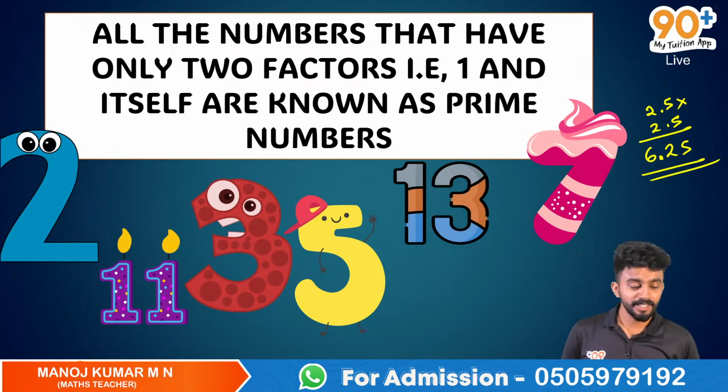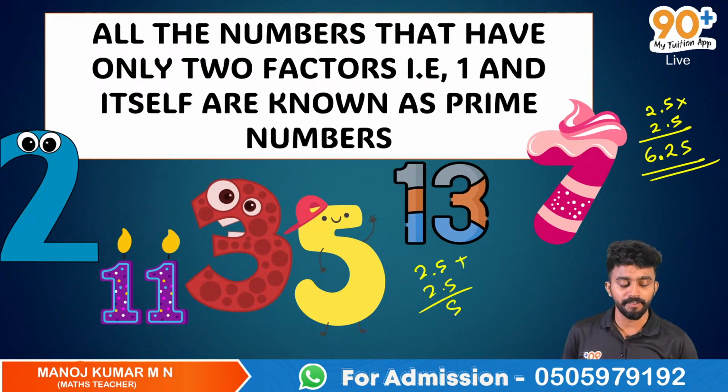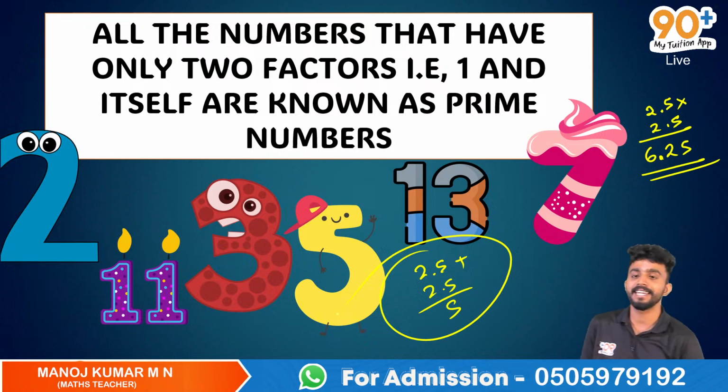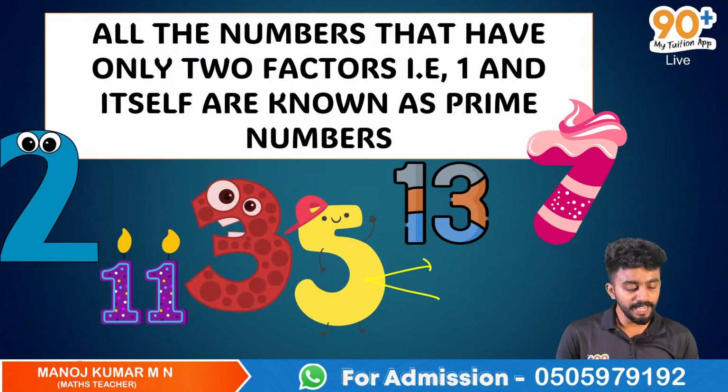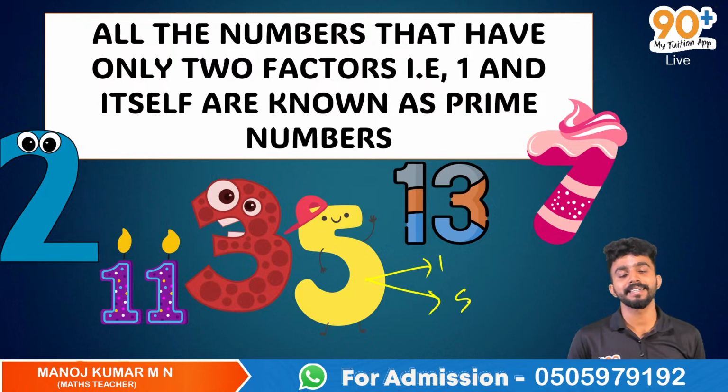Got it, Jerome? Only if you add 2.5 plus 2.5, you will get 5. But they are not factors, right? You are doing addition over there. Understood where you went wrong? Got it? So for the number 5, we have only 1 and that particular number 5 as its factors.